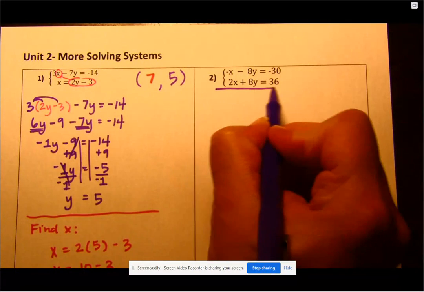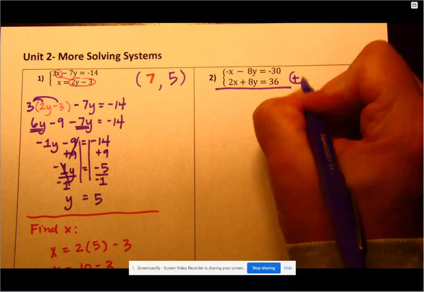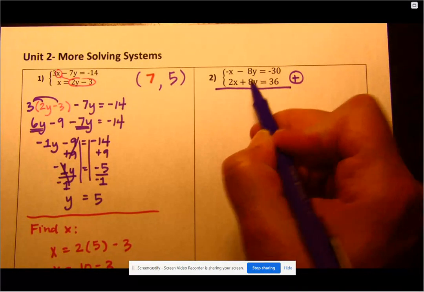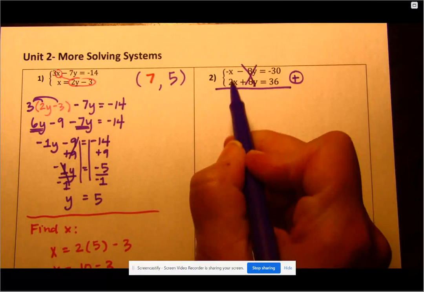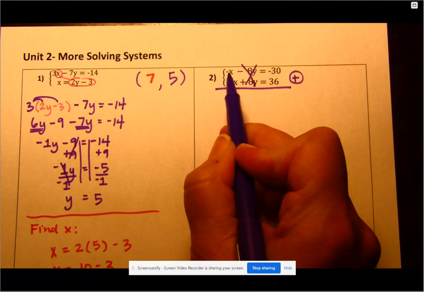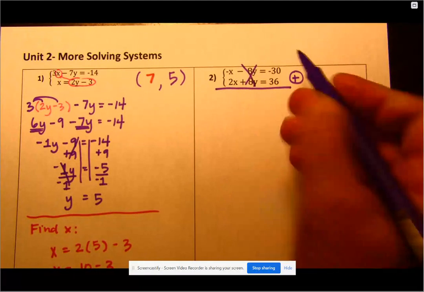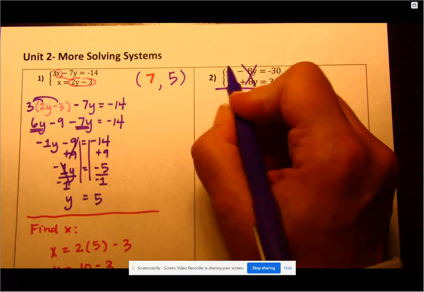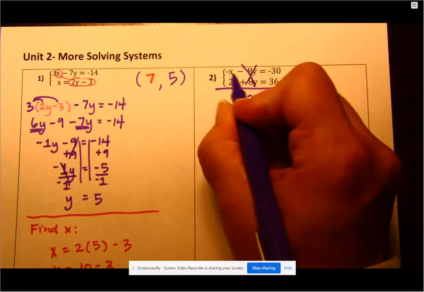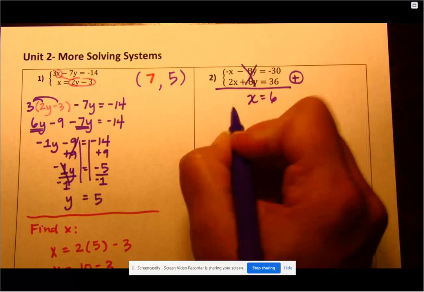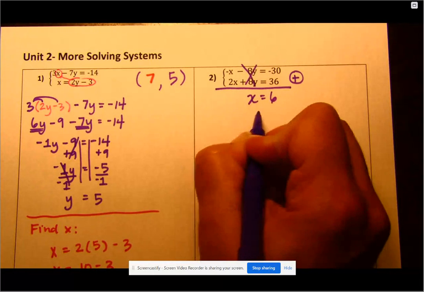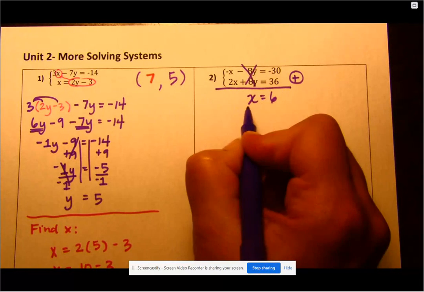I'm going to add because my y terms are opposite, and then when I add them, these will disappear. So I have negative 1x plus positive 2x. That just makes 1x, or just x when you add those up. So this was super easy because normally you have a number in front of x and you have to do another step where you divide, but since it added up to 1x, we're good.